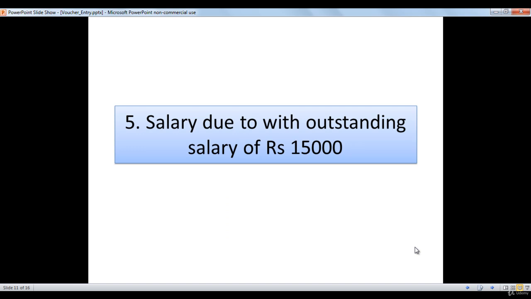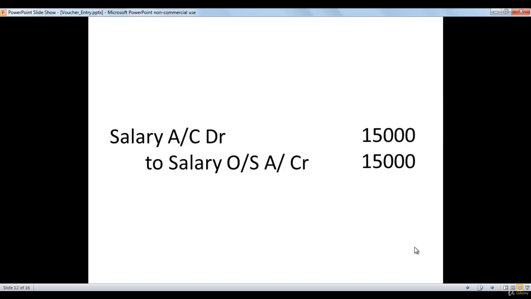So here the next statement is salary due with outstanding salary of rupees 15,000. We have seen its entry. Now here the salary has not been paid, it is outstanding, means it is still due. So the entry was salary account debit to salary outstanding. Now what kind of voucher is it? Because salary has not been paid yet, it is outstanding, so it's going to be F7. This means it's a journal voucher.